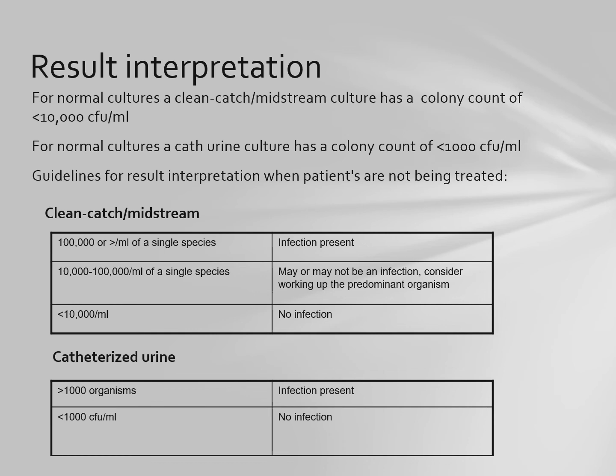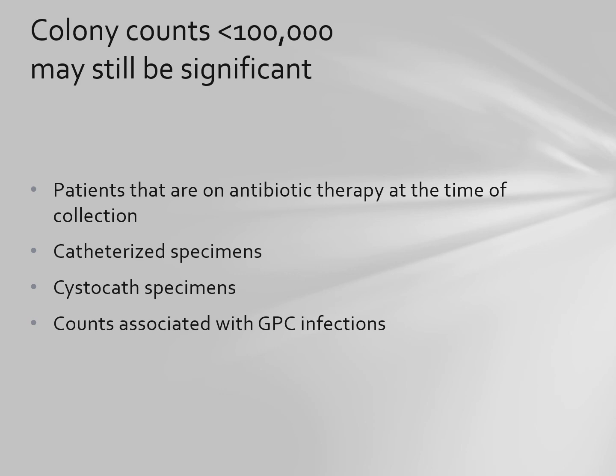Now in catheterized specimens, any colony counts of greater than 1,000 organisms per mil indicates an infection, and we would do an ID and sensitivity. Now on clean catch midstream cultures, colony counts of less than 100,000 may still be significant. We don't know for sure if they are, but they may be significant. So if you have a patient that's already on antibiotic therapy at the time of collection, then a colony count of 100,000 could be significant.